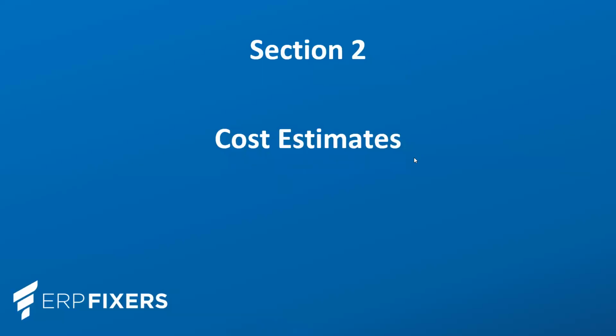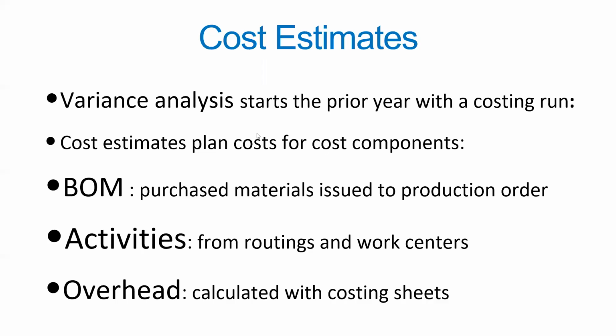Now let's talk about cost estimates. They're integral in variance analysis, but how? Variance analysis starts the year before. If we're analyzing variances today, we started the process last year with a costing run that pulls in a lot of planning data from sales and production, what everybody forecasts they will produce this year. So we're analyzing the actual data today against the planning data from last year.